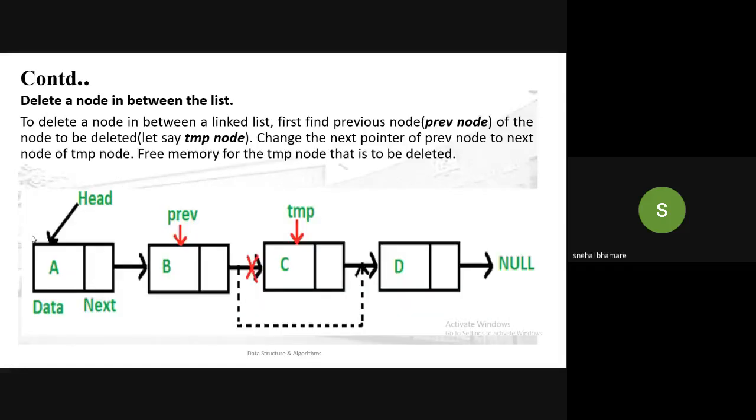Now next is delete a node in between the list. Now how to delete this node? For example, consider this diagram. In this we have to delete, suppose, node C. Now what we will do, we will take two node variables. First variable will point to the actual node which is to be deleted, that is temp.